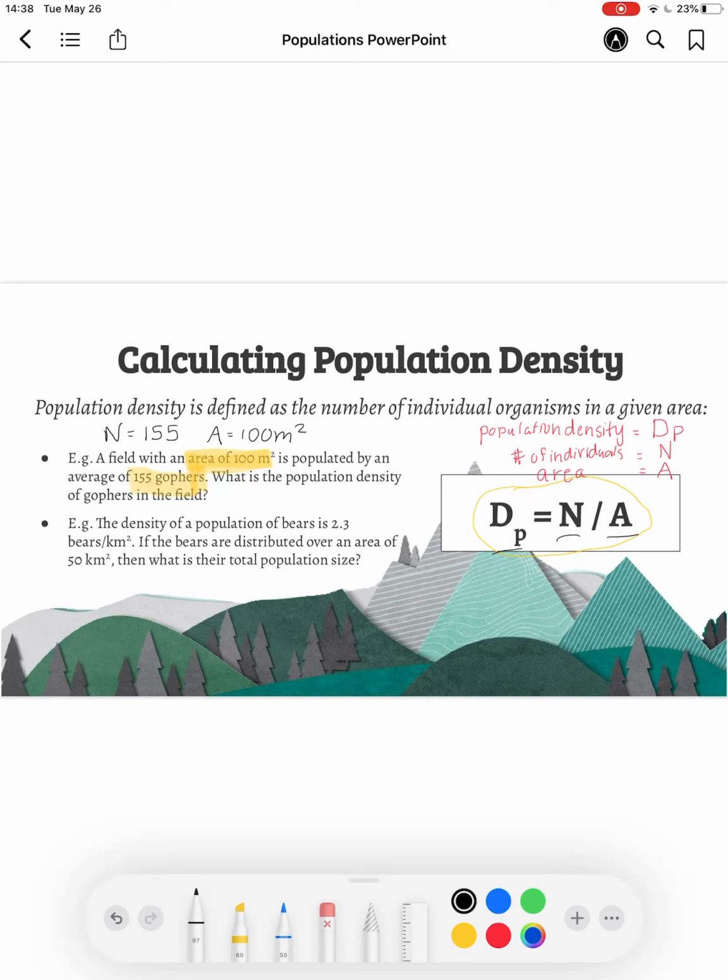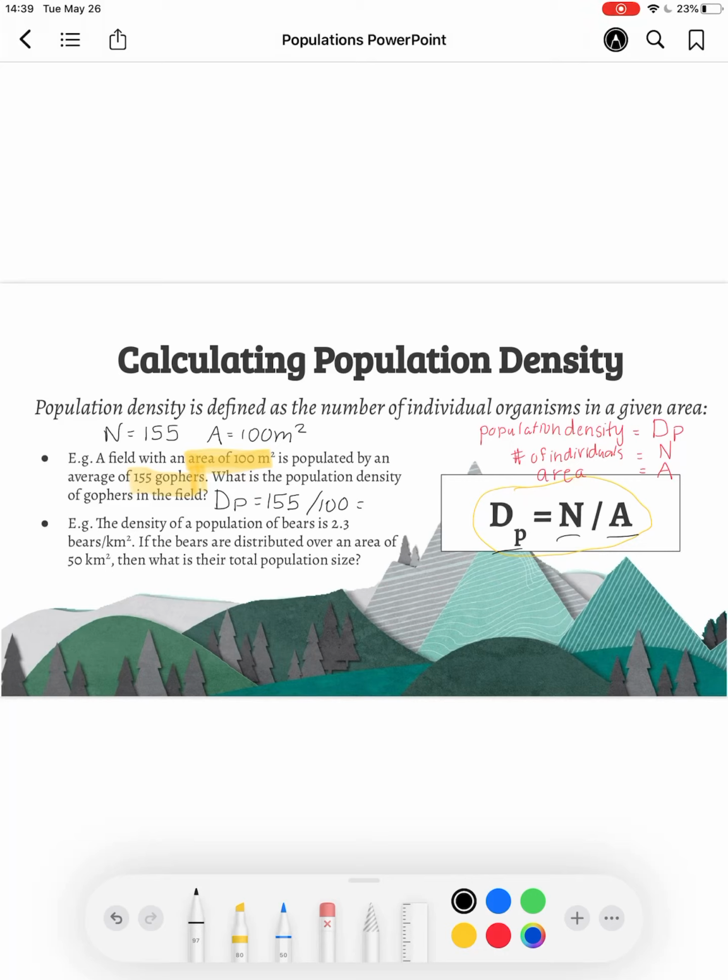Well, it's a pretty simple calculation we've got to do here. We just got to plug these numbers into this formula. So we are looking for dP. That's what we don't know. It's equal to N, and N in our calculation is 155, divided by our A, which is, in our question, 100. So if we go 155 divided by 100, then we will get the population density.